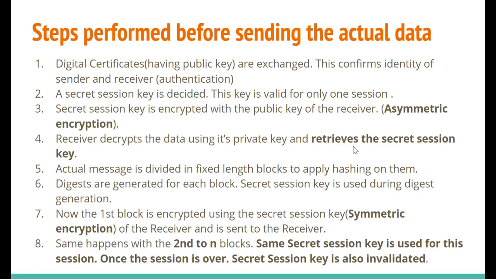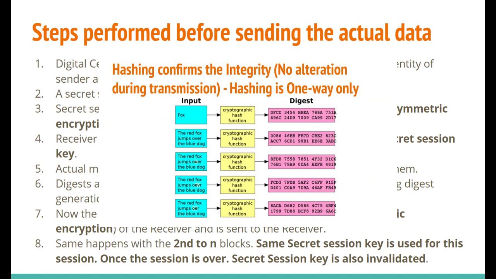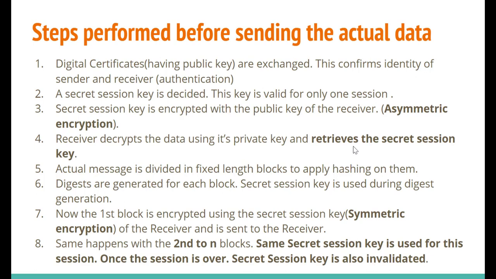So once the message is ready to be transferred, that means before sending the actual message, the message is divided into fixed length blocks, because we want to apply the hashing above those fixed length blocks, and we will generate the digest. Why is the digest required? Because at the receiving end we want to perform some kind of checking which will verify the integrity of that particular message. That means whether the message was altered during the transmission or not. Okay, so that thing we will verify.